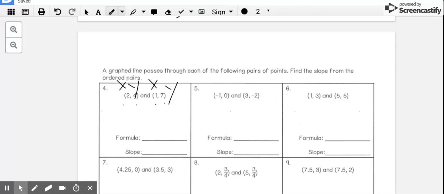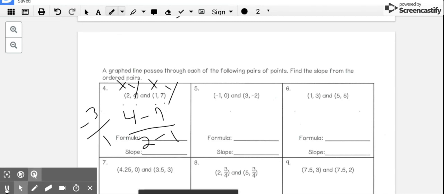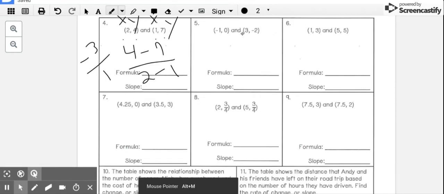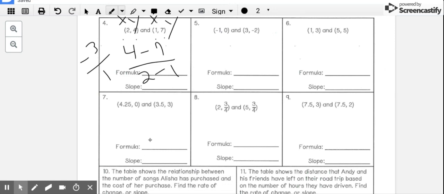So I'm going to do it the opposite way because it's going to turn out the same both ways. So I'm going to do 4 minus 7 over, and now I have to go back to the 2. 2 minus 1. 4 minus 7 is negative 3. 2 minus 1 is 1. And so we have negative 3 over 1, which would just be negative 3. I want you to do 5, 6, and 7 for tomorrow, and you can stop there.